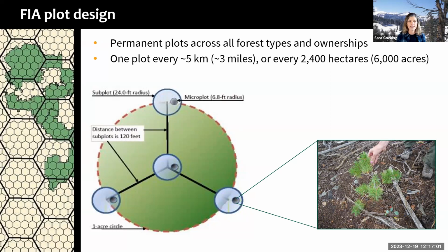And when I say trees, usually, on the main subplots, anything that is at least 5 inches in diameter at breast height has the full suite of tree variables measured. Anything smaller than that is measured and counted then on those microplots in black.